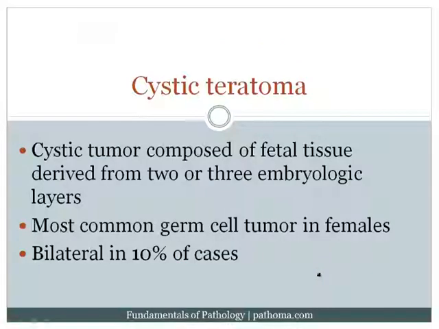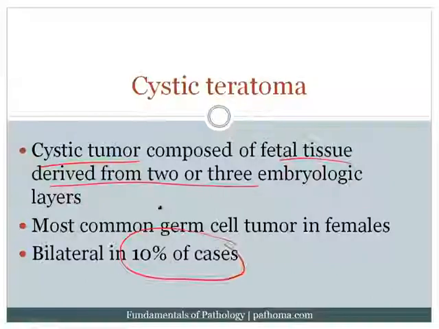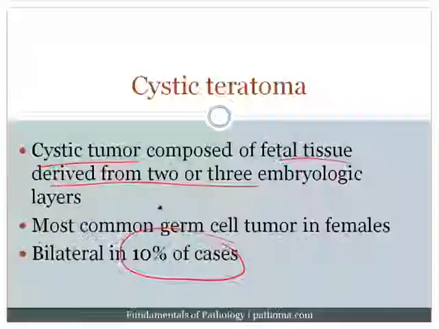So the first of these germ cell tumors is a cystic teratoma. Again, what is a cystic teratoma? It's a cystic tumor, hence the term cystic, that's comprised of fetal tissue, and that is derived from 2 or 3 embryonic layers or embryologic layers. It's the most common germ cell tumor in females, and 10% of the time these tumors can be bilateral. So it would not be uncommon, even on an examination, to have a tumor on both the right side and the left side in a particular patient.